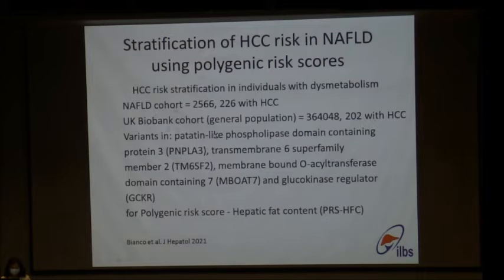So these genotypes were studied in this group of patients, and there were variants in these single nucleotide polymorphisms, these 4 genetic changes in PNPLA3, that is patatin-like phospholipase domain containing protein 3, transmembrane 6 superfamily member 2 TM6SF2, membrane-bound O-acyltransferase domain containing 7 MBOAT7, and glucokinase regulator GCKR. These factors, and along with demographic and lifestyle factors, were studied for a polygenic risk score defining the hepatic fat content.